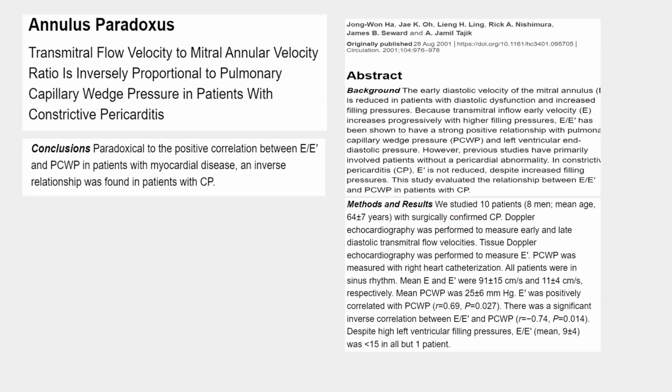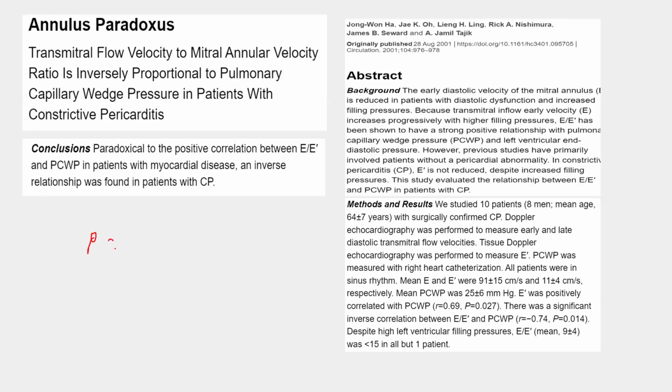Annulus paradoxus. The paradoxical, the transmitral flow velocity to the mitral annular velocity ratio is inversely proportional to the pulmonary capillary wedge pressure in patient with constrictive pericarditis. حقيقة هل في أي واحد فيكم فهم الستيتمنت دي؟ في حد فهمها؟ دي دايره خيال واسع يا ابو. صحيح؟ you're right.